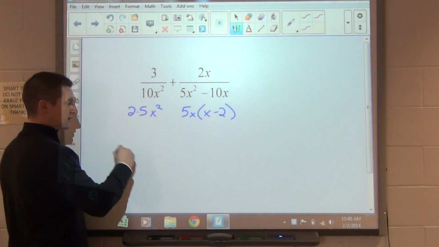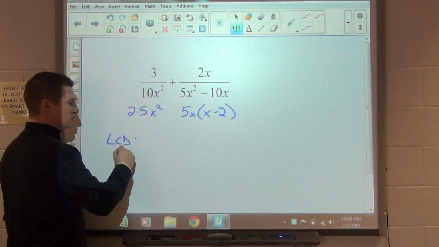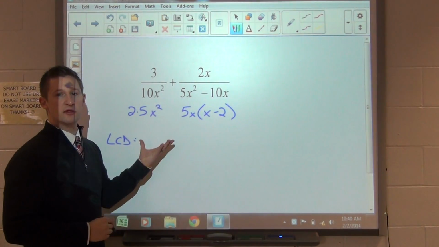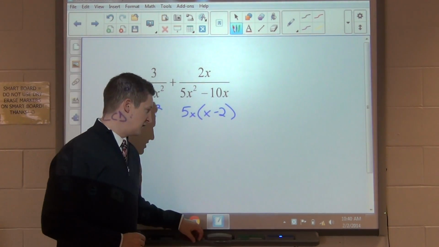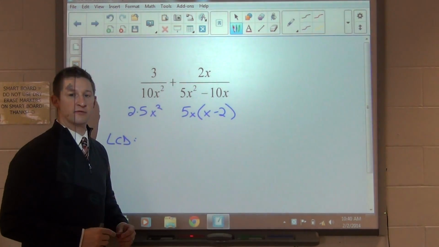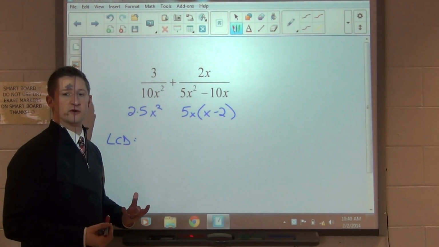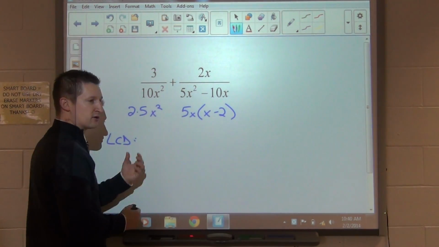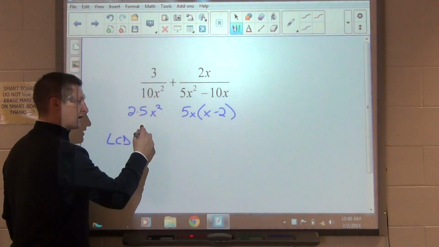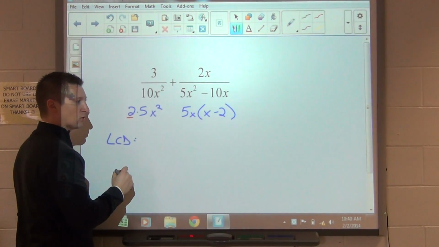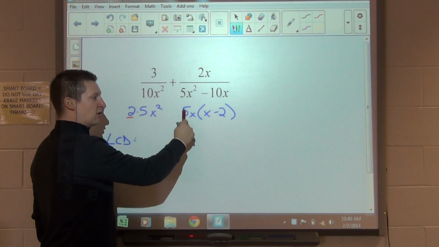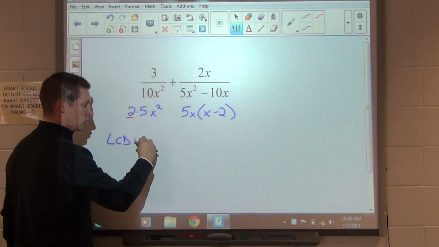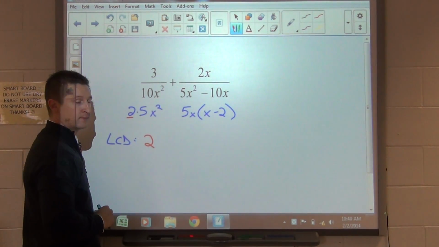Now, the least common denominator will be the least common multiple between these two expressions. Least common multiple will be the product of each factor the greater number of times that it appears as a factor. So I have to look at all of the factors that I have listed here, and I see that I have a 2 as a factor once versus I don't see a 2 over here. So that means a 2 will be part of my least common denominator.